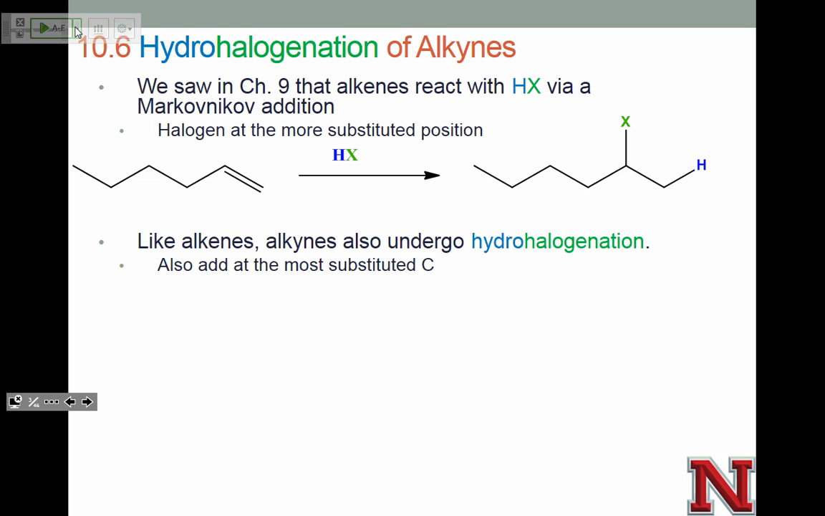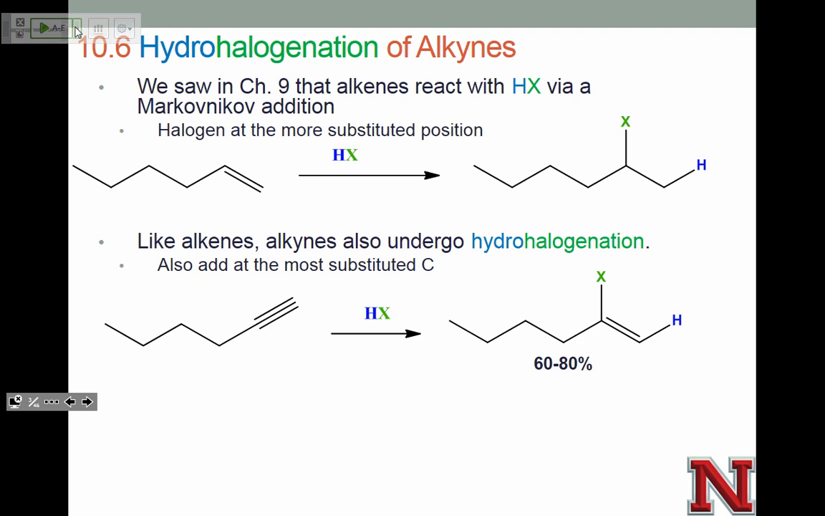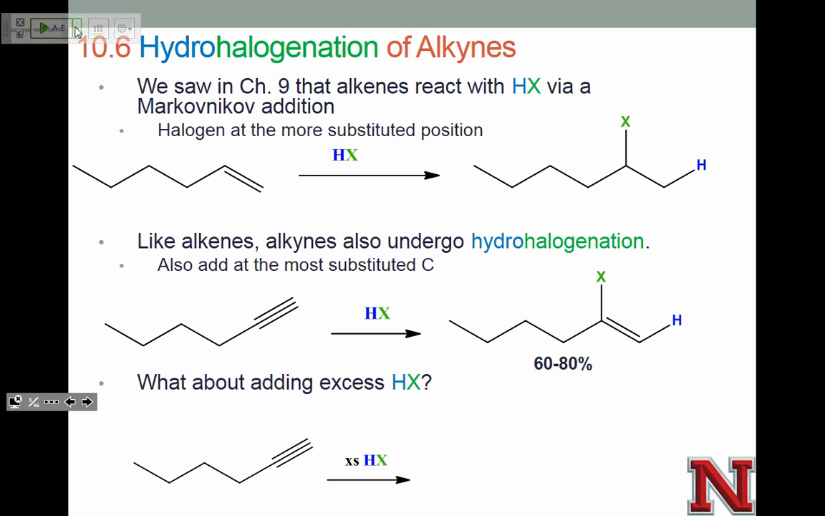We can undergo that with a triple bond as well. It's just a matter of how many equivalents we are using. If we use one equivalent, we'll add one H and one X. And again, we're still going to add that Markovnikov, that's what we see. We're going to discuss the mechanism a little bit. If we have excess HX, we're going to add two hydrogens and two halogens.